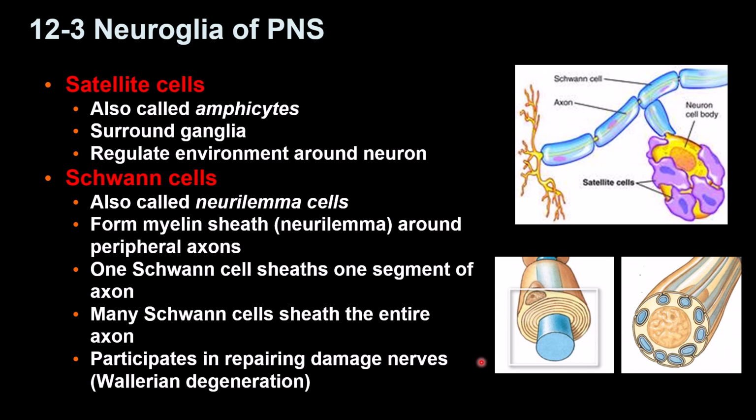Also, Schwann cells participate in nerve damage. The nerve damage is called Wallerian degeneration. It's a separate discussion, but they can help the axons to regrow slowly. So it covers the area and lets the axons regrow and connect back if the damage is not too severe.